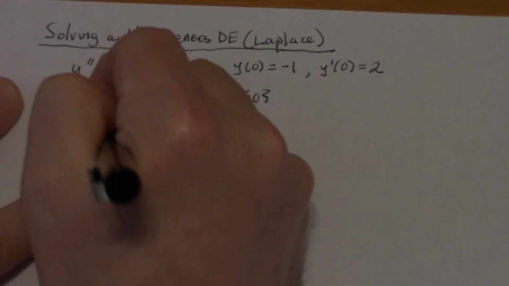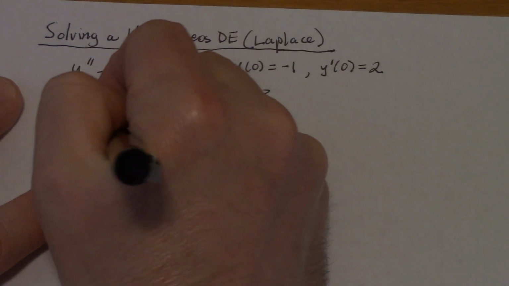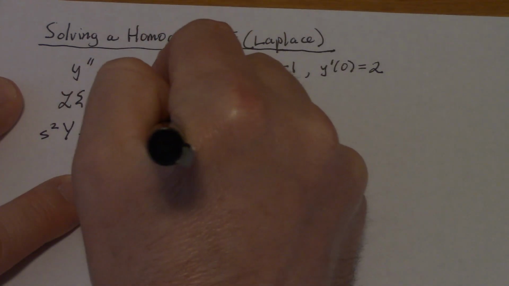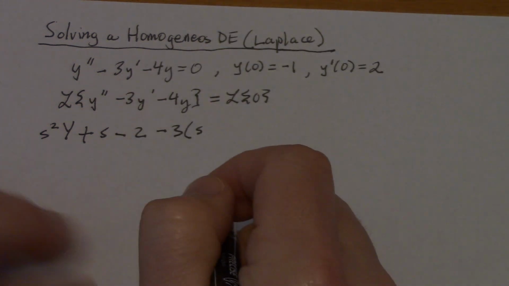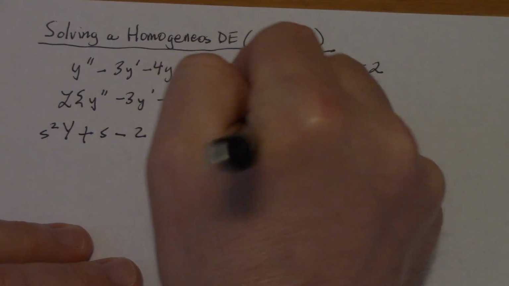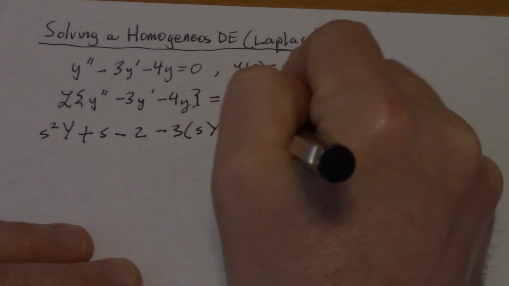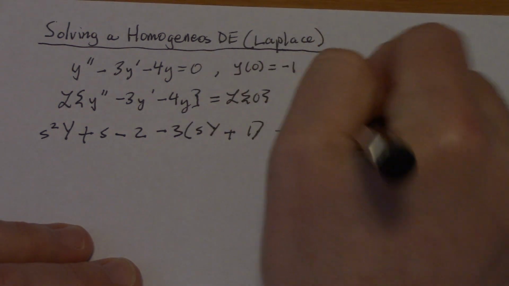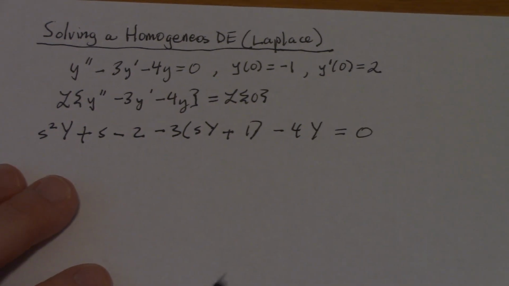So this is going to be plus s times minus s times negative 1, and then minus 2. Okay, and then minus 3, and then the transform for y prime is sY plus 1. And then minus 4Y, and the transform for 0 is 0. Okay, so what's the deal?